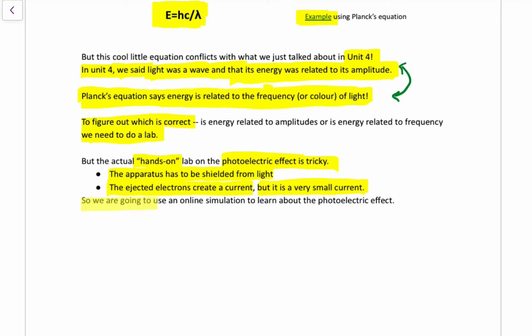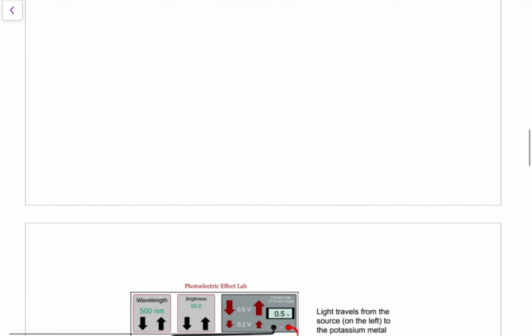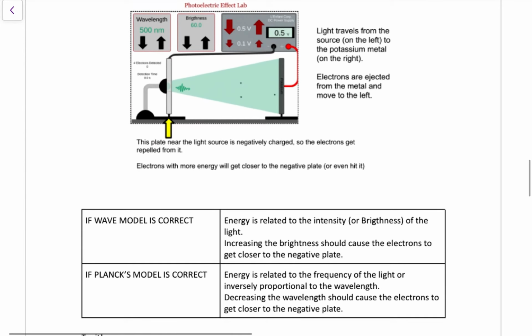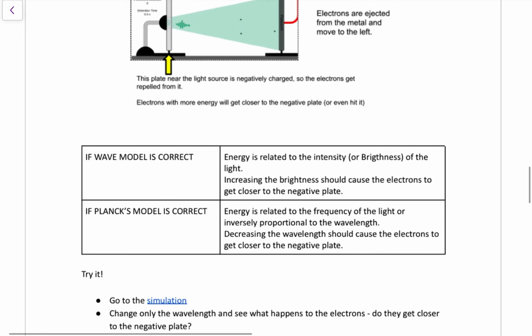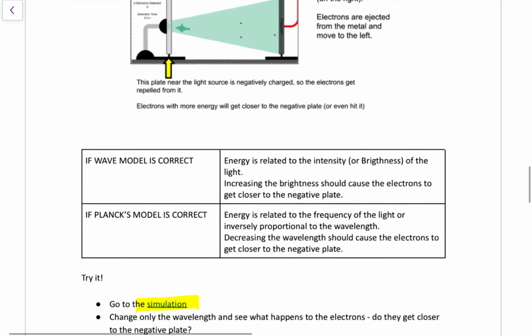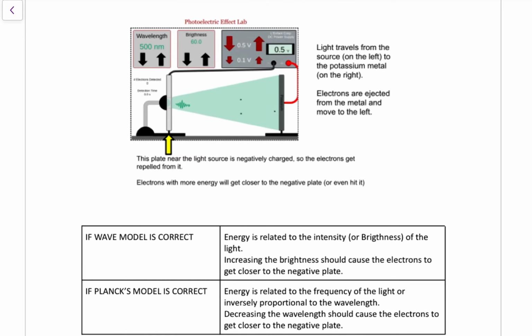So we're not going to do it for real as a lab, especially because we're remote. But even if we were in class, we would use an online simulation to see this photoelectric effect, to see how nature really behaves, to figure out which model is correct. Is Planck correct and energy is related to wavelength, or is our old wave model correct and energy is related to amplitude? So what I would like you to do, the link is down a little bit lower. Here's the link. You're going to open this simulation.